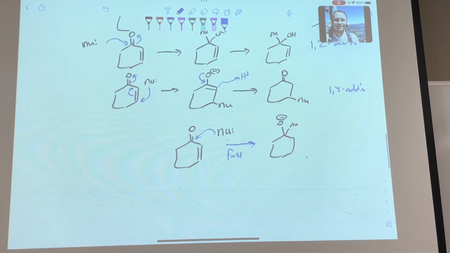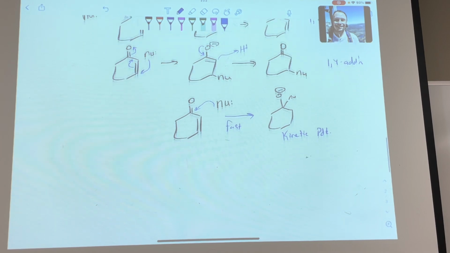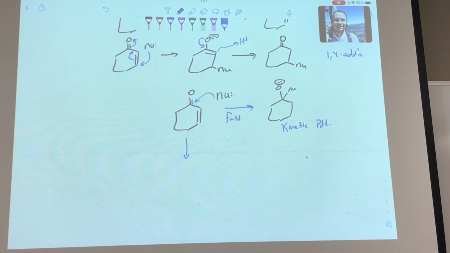So all nucleophiles are going to attack the carbonyl first. This happens fastest. The 1,2, as it turns out, is the kinetic product. But the 1,4 is a more stable product, because it retains the carbonyl.